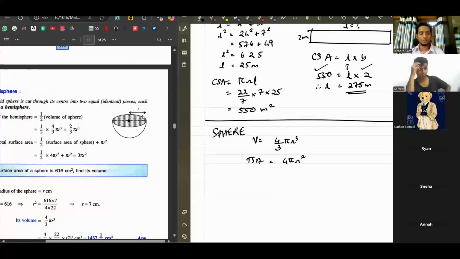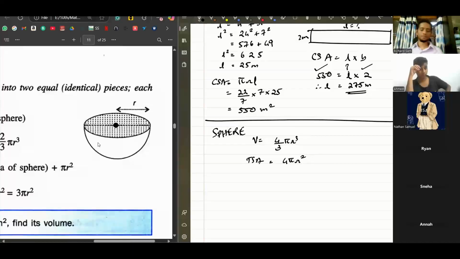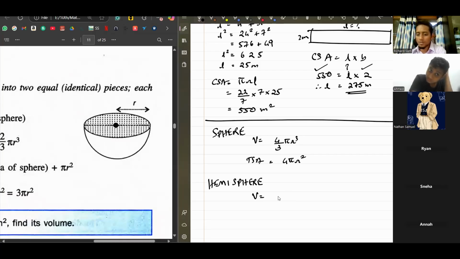Then you have a hemisphere. A hemisphere is a half sphere. So for a hemisphere, what will be the formula for volume? Volume is the amount of material that's present. So a hemisphere will have exactly half of a full sphere. So what's the formula? Divide this by 2. So it will be 2 by 3 pi r cube. Correct?